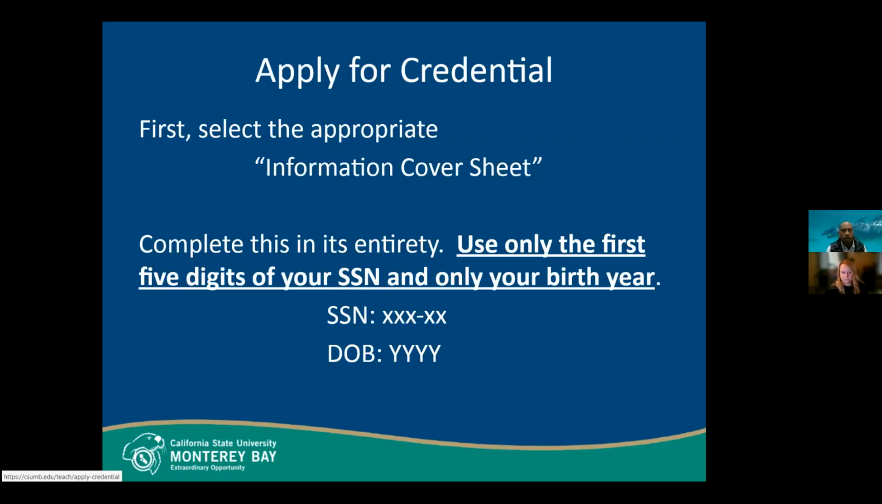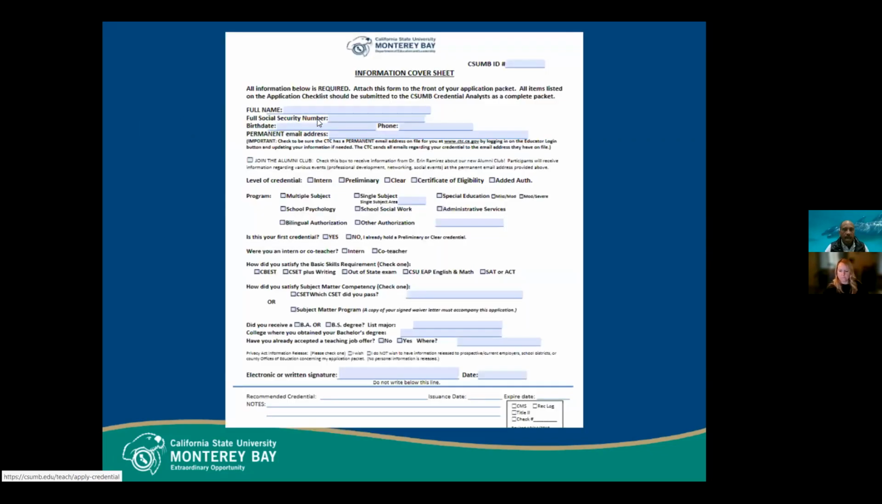What we're going to start with is the information cover sheet. The information cover sheet will have all your demographic information we need to apply for your credential to the CTC. What you want to do, though, is only put the first 5 digits of your Social Security number and your date of birth when asked, and just the year. We have access to the last 4 digits of your Social Security number, and of course your month and day. That's asked right here.